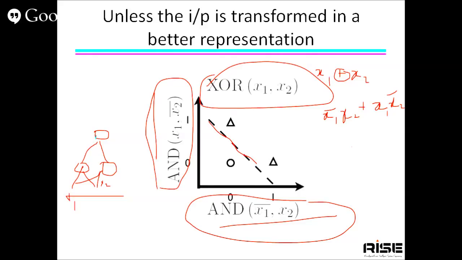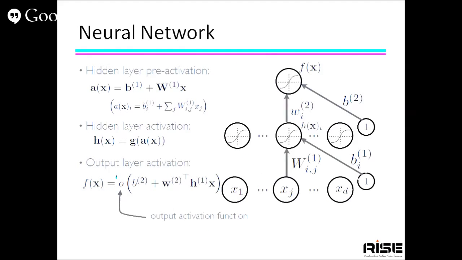So here comes what we call a neural network. This is basically a network of perceptrons. Like you have a perceptron here which gets input from the other perceptrons. So that's the concept of a neural network.